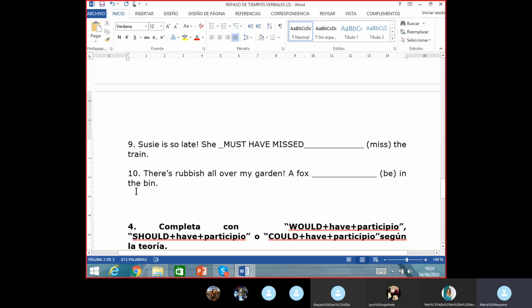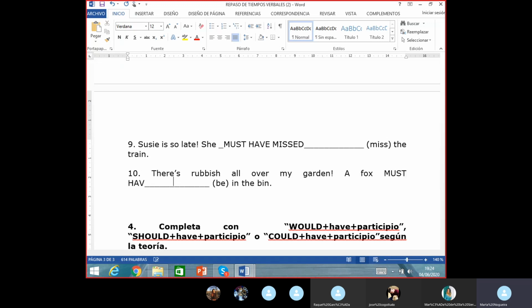10, there's rubbish all over my garden. A fox must have been in the bin. Must have been in the bin.